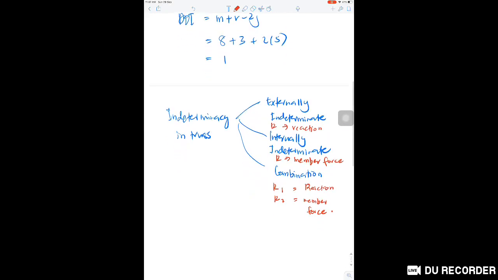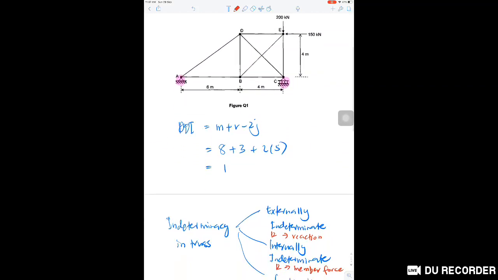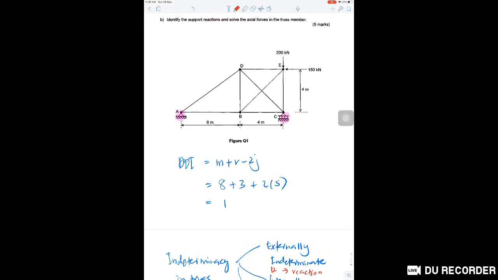Okay, so back to this truss. Remember that in indeterminate truss, the minimum unknown reaction is 3. By looking at this truss, there are 3 unknown reaction which is come from support.